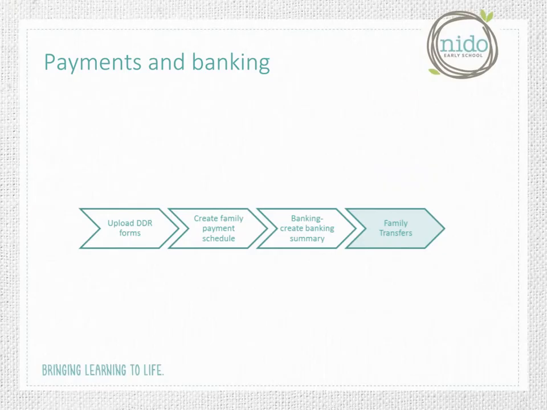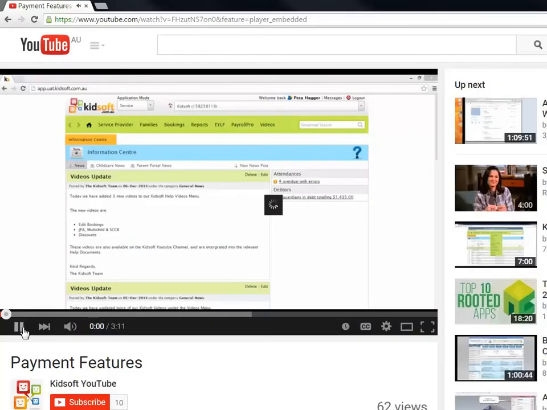The final stage of payments and banking is family transfers. There may be a time where you need to transfer funds from 2 parent accounts, for example from mum's account to dad's account, or the other way around. To show this in detail, we will now take you through this video process. Please refer to the People Manager's Manual for further instruction.